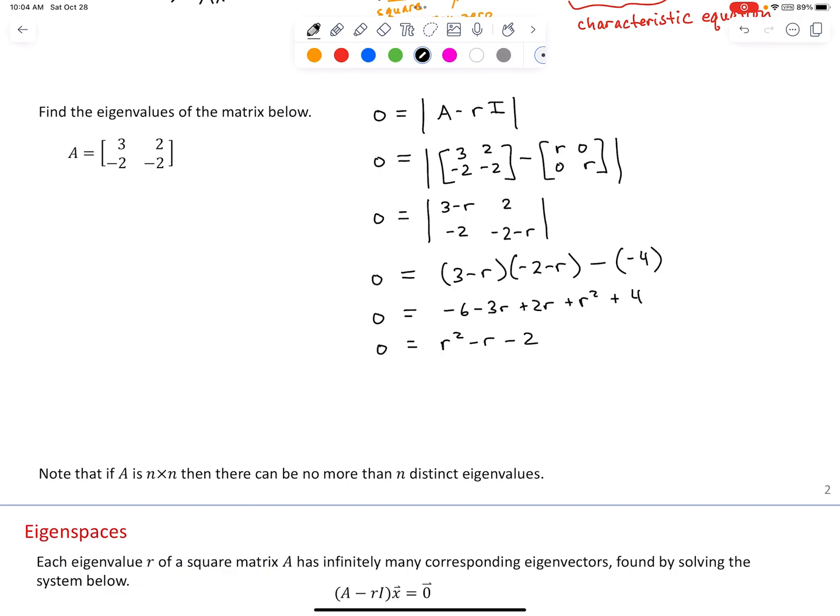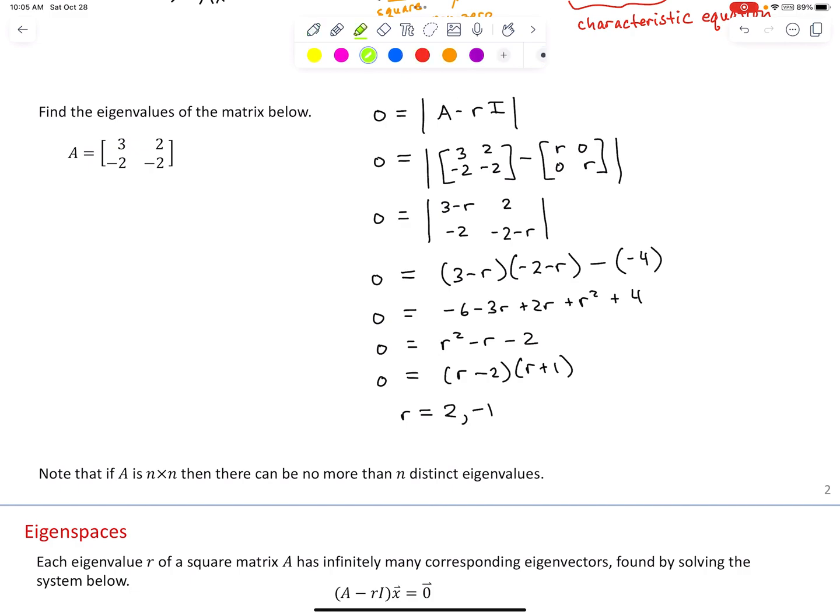Notice this is just a quadratic equation, so we expect up to two distinct answers. Maybe repeated answers, maybe imaginary answers. In this case, our quadratic factors, R minus 2 and R plus 1. So this suggests that we have two different possible eigenvalues, 2 and negative 1. These are the only two eigenvalues associated with this matrix A.